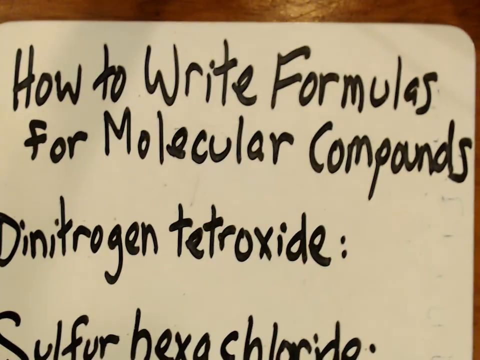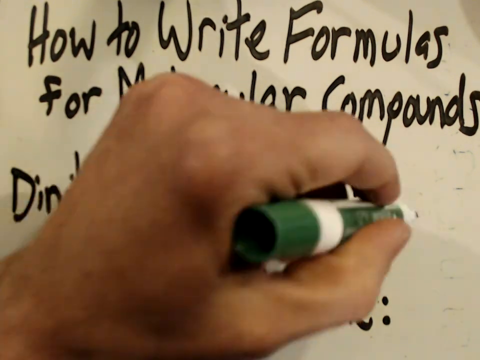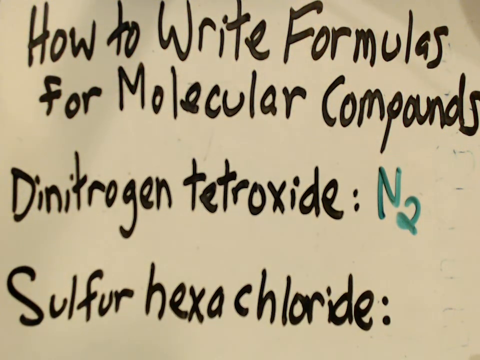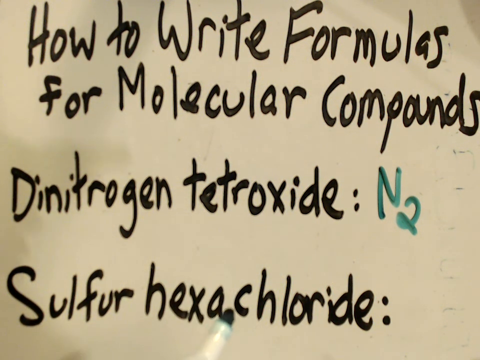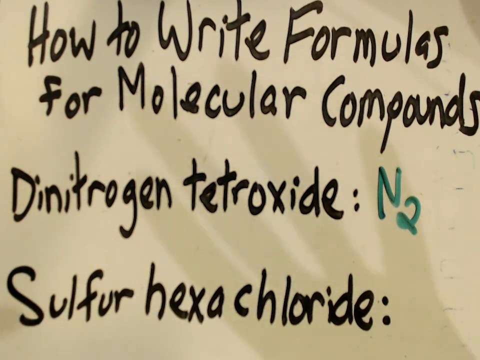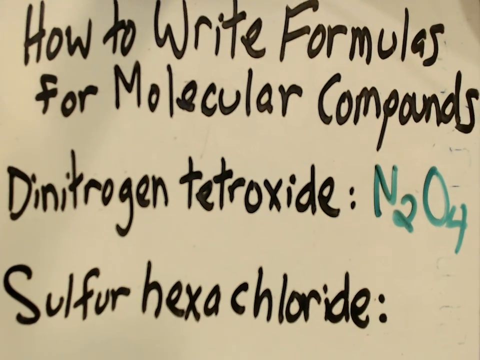Great. So naming molecular compounds is easy. Writing their formulas, I would say, just as easy. Let's slide this bad boy in here. Okay, here we go. Dinitrogen tetroxide. What does dinitrogen mean? It means 2 nitrogens. Okay, so I'm just going to go N2 for 2 nitrogens. Yeah, that's it. Tetroxide. Okay, that's the prefix. It means 4. So tetroxide must mean 4 oxygens. So I'm just going to put O4. And there you are. It's that simple.